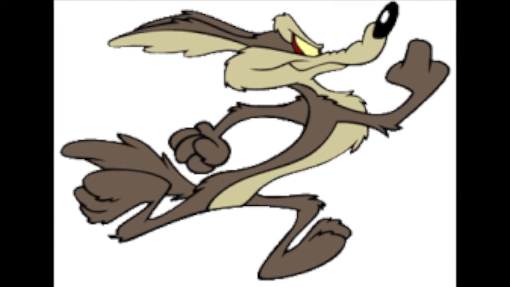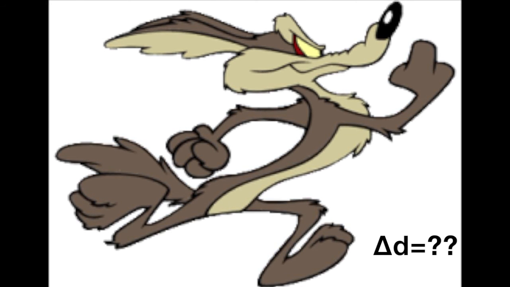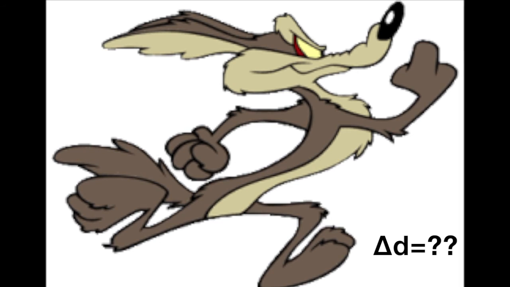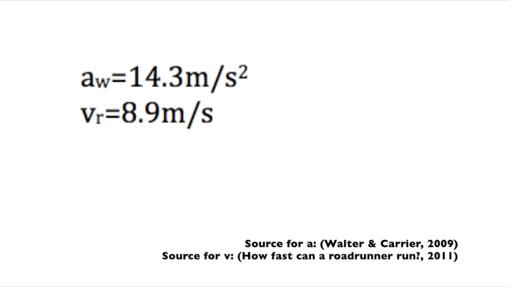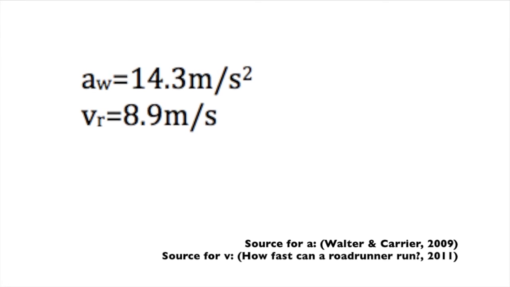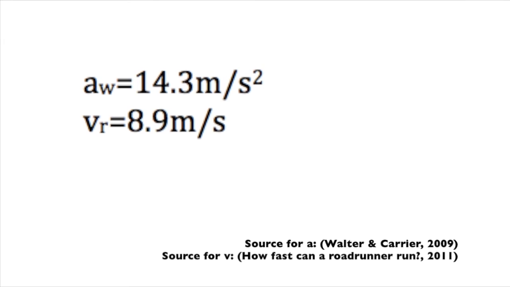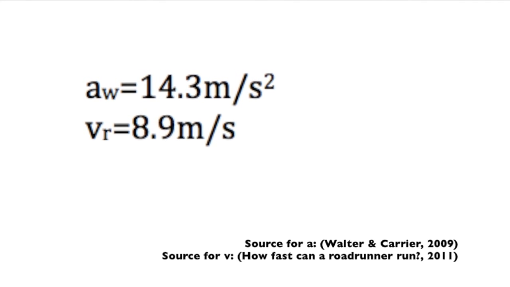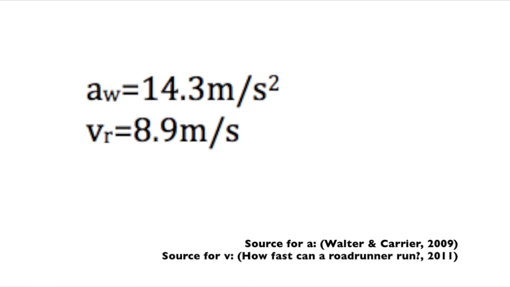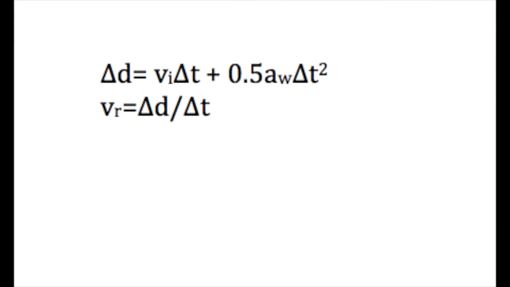Assuming the Coyote started running right as the Roadrunner passed him, we can do fairly simple calculations to find their displacement. For this question, we only have two givens. We know that the acceleration of an average Coyote is 14.3 meters per second squared, and that the velocity of the Roadrunner, since it's constant, is always 8.9 meters per second. For this question, we're going to need two equations.